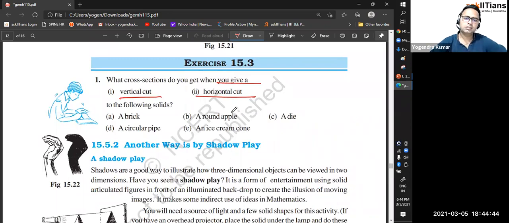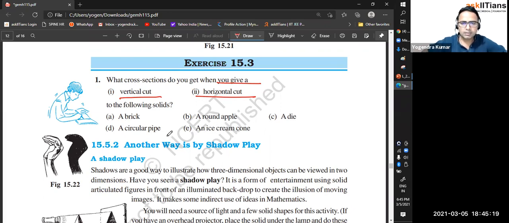Cross section, so vertical cut, it may be like horizontal cut and vertical cut. I hope you got the idea. To the following solids, let's see here. What is the cross section we get? A brick is there. When you do the vertical cut, what will we get? Square shape, right? We will get a square shape. If we cut horizontally, we'll get a rectangle, right? Are you getting it? Round apple, we will get a circular shape, right?